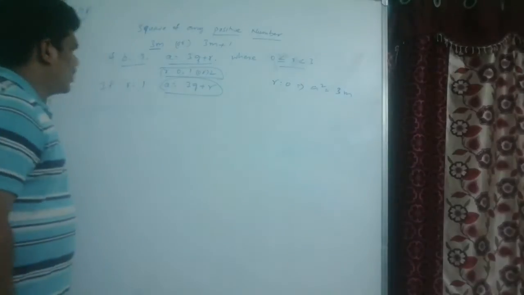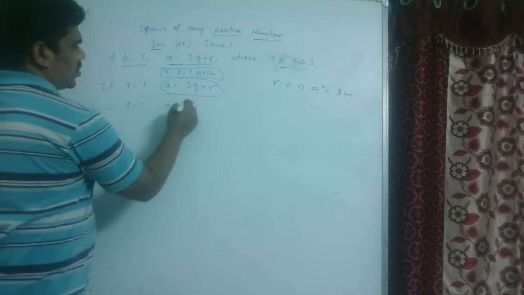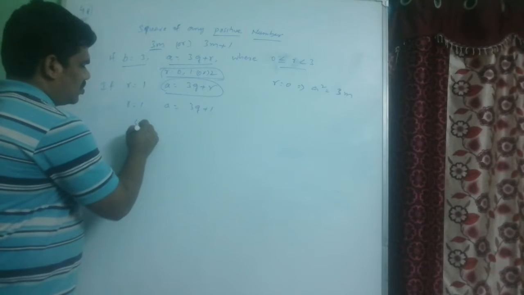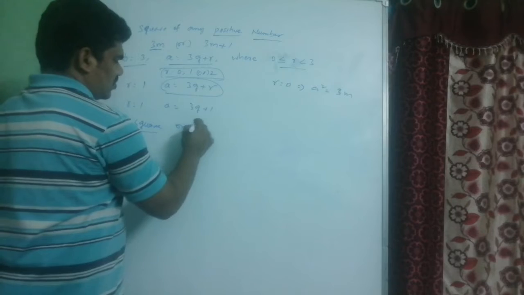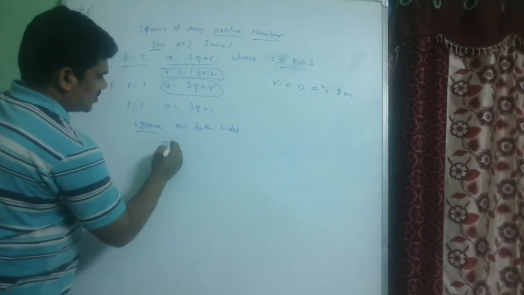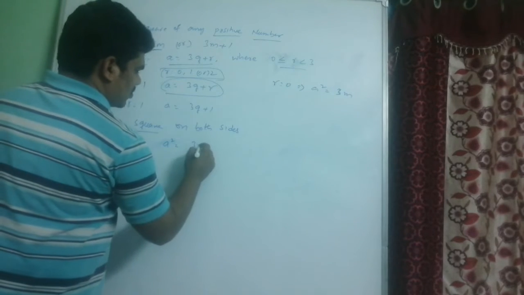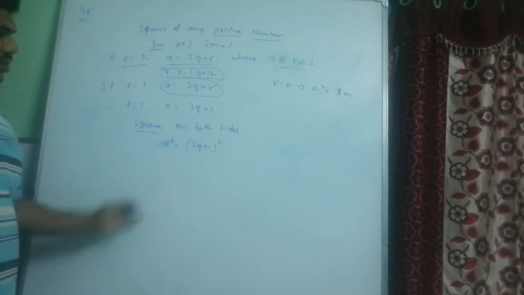In the same way, if r is 1, what will happen? So if r is 1, a equal to 3q plus 1. Square on both sides. a square equals 3q plus 1 whole square.